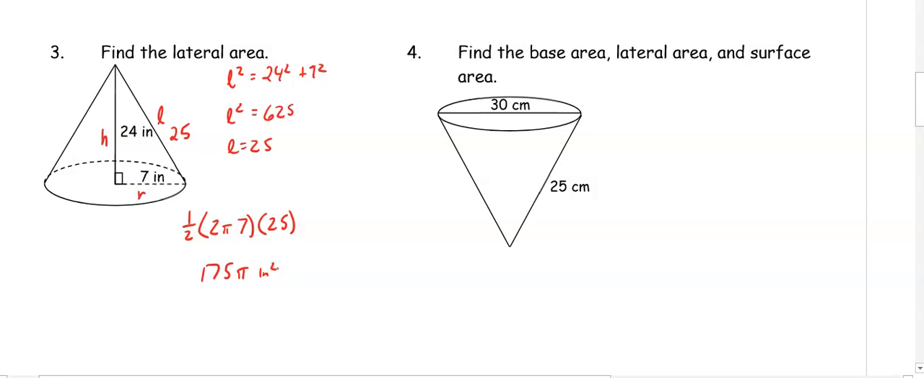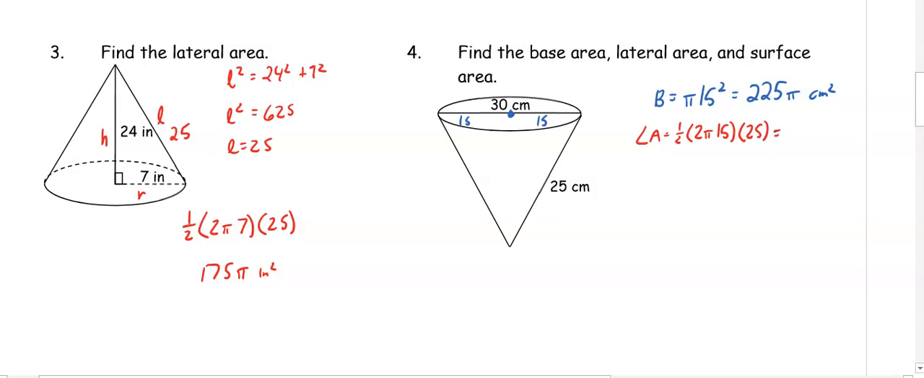In number 4, we want to find the base area, the lateral area, and the surface area. So 30 is going to represent the diameter, which means that our radius is going to be 15. So our base area is just pi 15 squared, which is going to be 225 pi centimeters squared. Our lateral area is going to be 1/2 times 2 pi r, so 2 pi 15 times our slant height of 25.